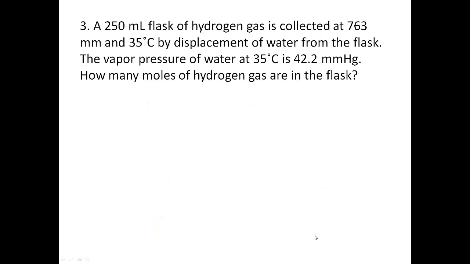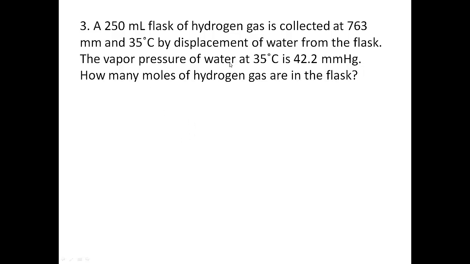Next up, we've got a volume of gas at a temperature and a pressure. Looks like we collected it over water, and we have to take the vapor pressure of water into account. Let's figure out how many moles of hydrogen gas are in the flask. This is your typical gas collection over water experiment. It's how chemists collect gas when they need to.